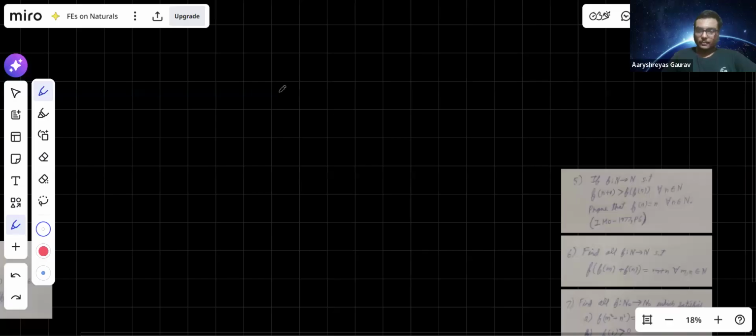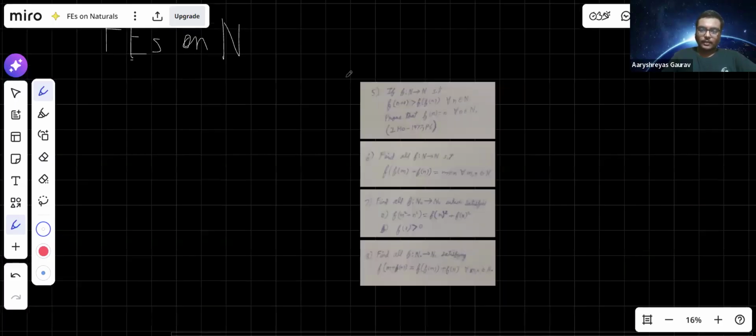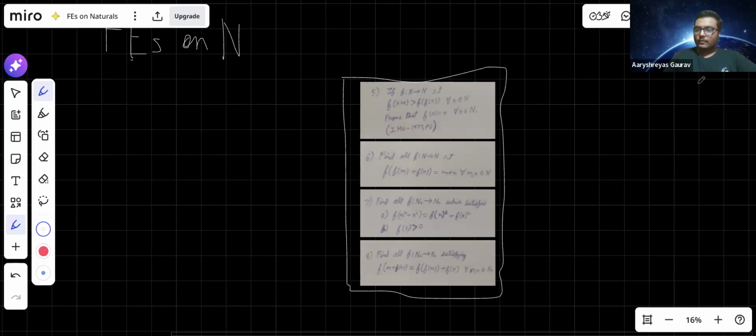Today's lecture is about functional equations on natural numbers. I'm giving these four buffer problems. You can try these out. You can take a screenshot, or I think I should just share this Miro link in the chat so that you can see the problems.